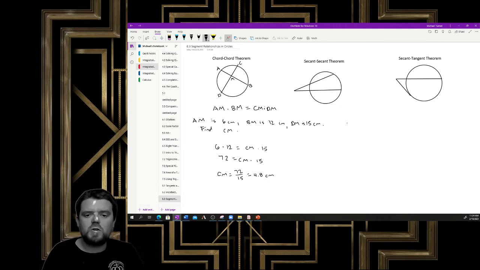So given the measure of 3 of those segments, you should be able to solve for the 4th, is the idea. Okay?